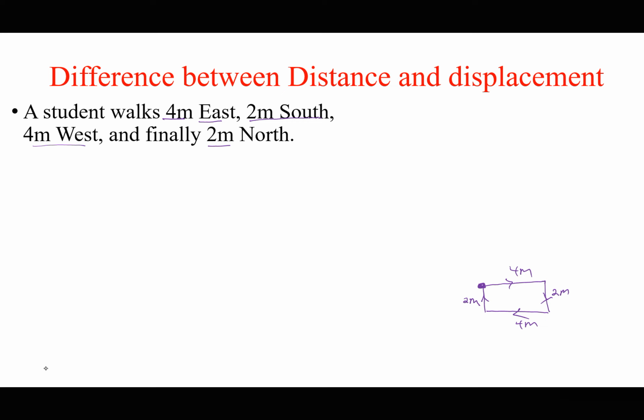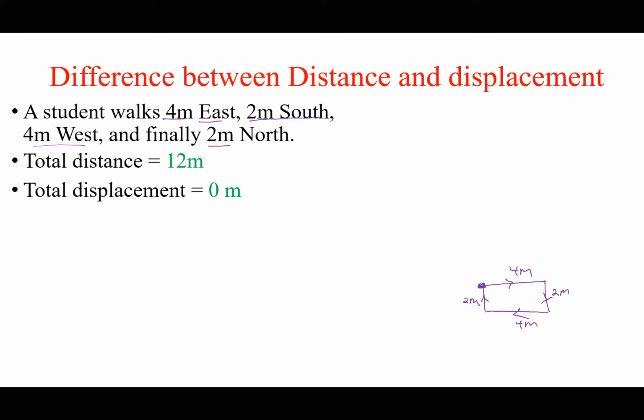If I was to find total distance, then total distance will be the sum of all the distances around the path followed, because it's the total length of the actual path traveled by this student. But if I was to consider displacement, because he has come back to where they started from, there is no difference between where they started from and where they have stopped. So in that case, displacement will be zero.